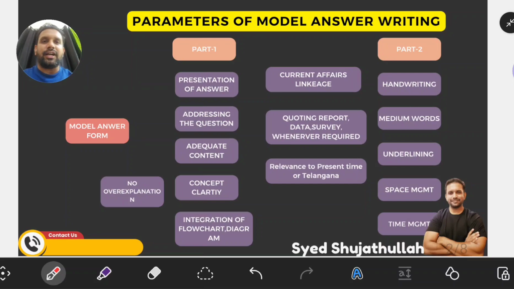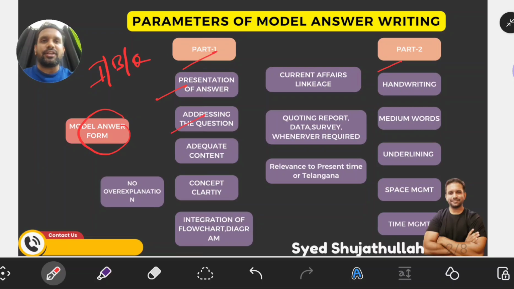This area I have already discussed in all my model question and answers. So if you are aware of this, please skip for 1 minute, then you can join me again. So how should the model answer be? First of all, it has two parts, part 1 and part 2. Part 1 deals with presentation of the answer. Definitely your answer should have an introduction, body of answer and conclusion.